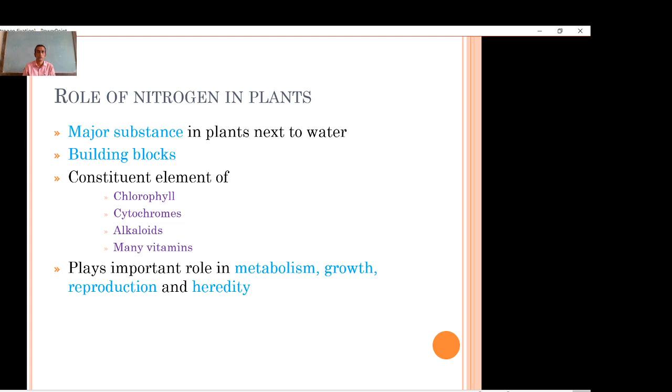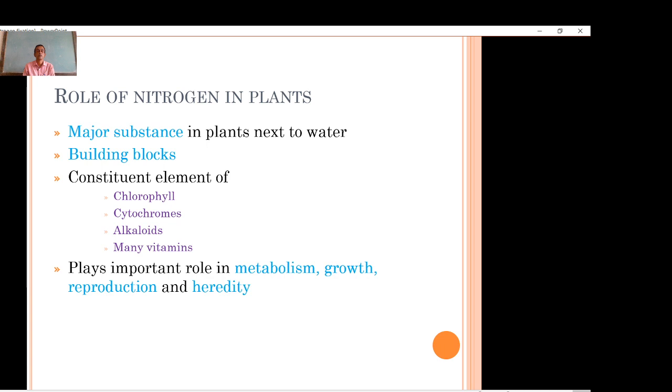In the first lecture of our syllabus we studied the role of water. After water, nitrogen is the most important for growth and development. It means nitrogen is a major substance in the plant next to water. Then nitrogen is a building block. Building block means it is responsible for the structure of the cell, the framework of the cell.